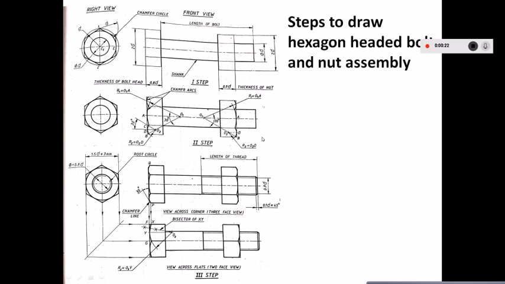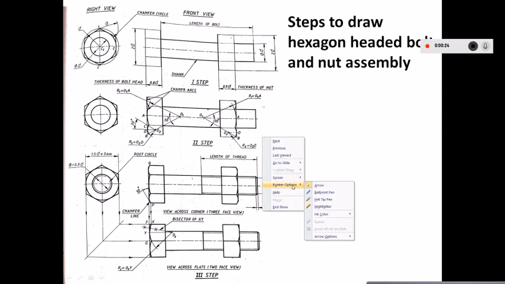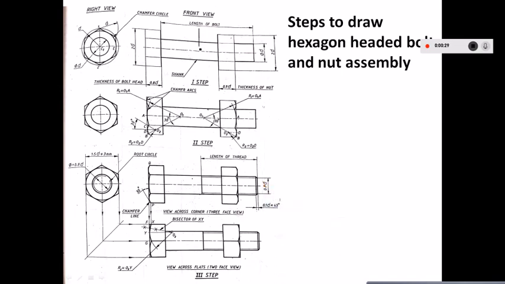So if you need to draw a washer, that washer has to be placed between the head and nut. Now this is what a nut portion looks like. Now this is what a bolt head portion looks like. So this washer has to be placed between nut and bolt.